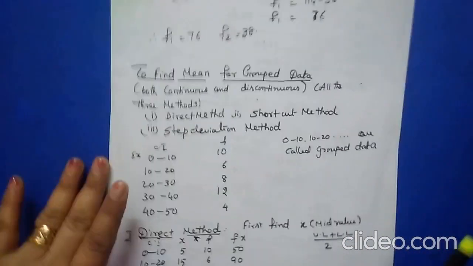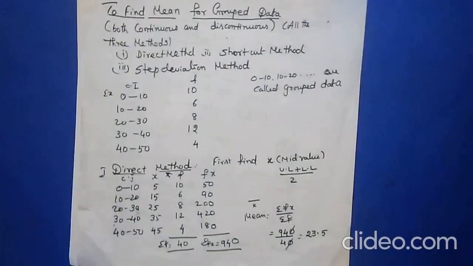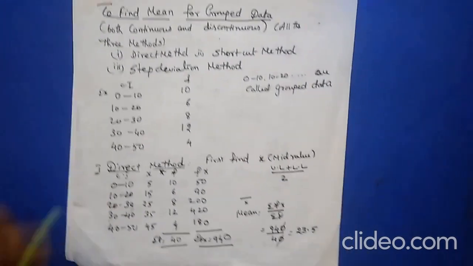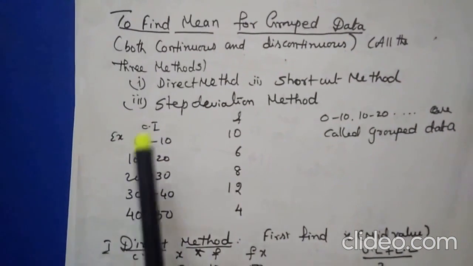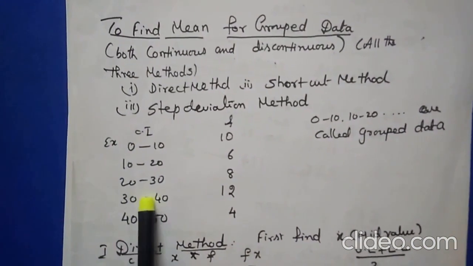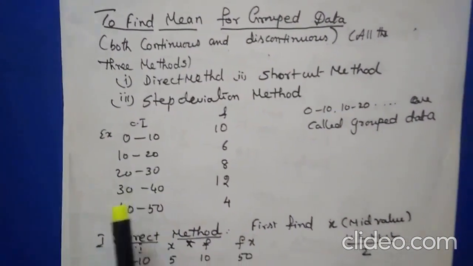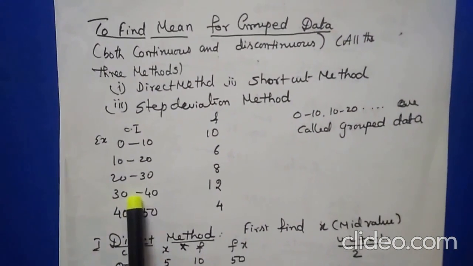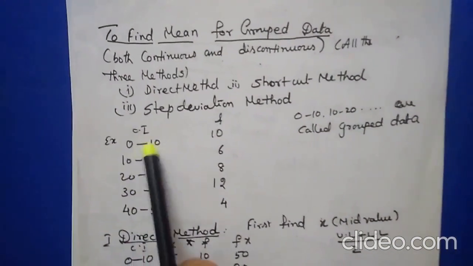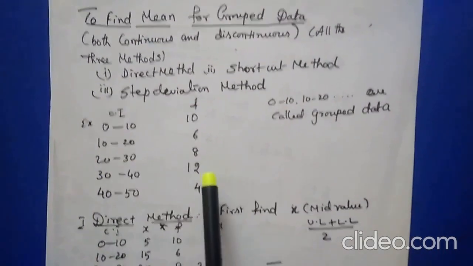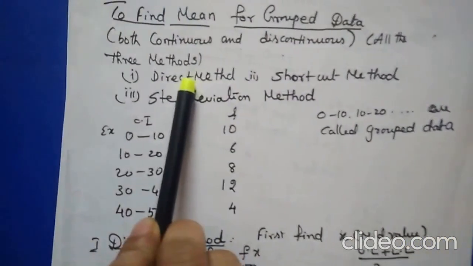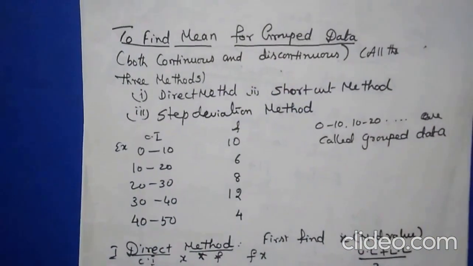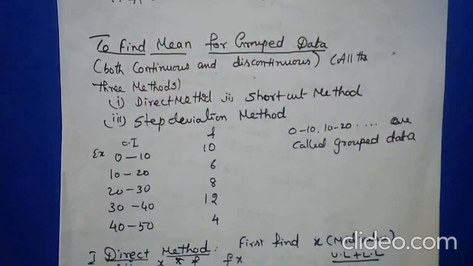Now, I am going to teach how to find the mean, median, mode for grouped data. What is grouped data? 0 to 10, 10 to 20, 20 to 30. This kind of class interval is called grouped data. It may be continuous or discontinuous. If it is discontinuous, you have to make it continuous and then you have to solve the sums. Now there are three methods for mean: direct method, shortcut method, step deviation method.